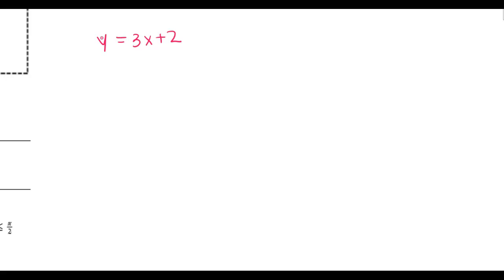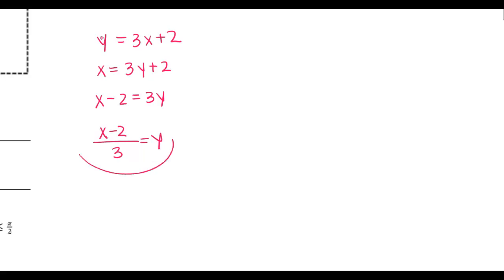All you have to do is switch your x and your y. So wherever you see a y, you now put an x, and wherever you see an x, you put a y, okay? So you flip them, and then you solve for y. So we would subtract 2 from both sides. And then divide by 3. Okay, so this function and this function, those are what we call inverses of each other.